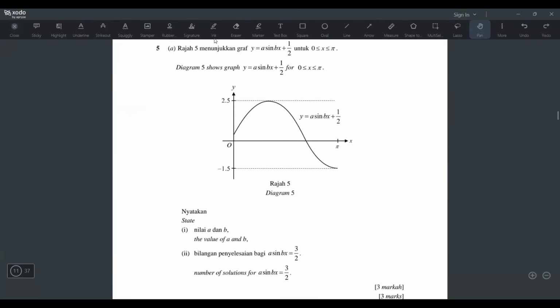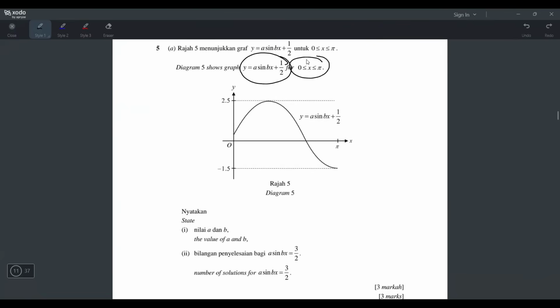Okay, let's keep going with number 5. Okay, 5A, diagram 5 shows graph of this for 0 until pi. Okay, definitely this is a trigonometry question. And it's a graph question. Yeah, they ask graph. Okay, they give you the equation, but it's not very complete.